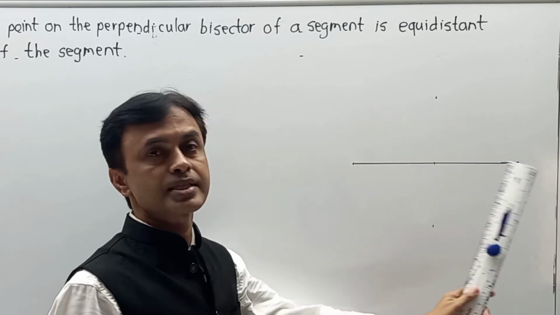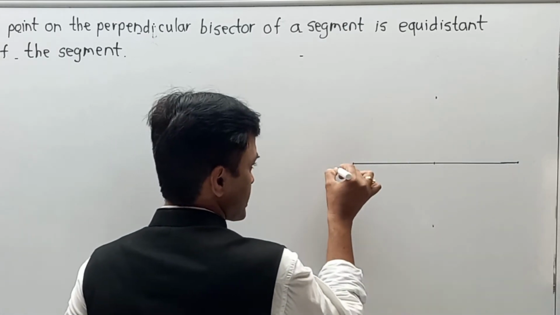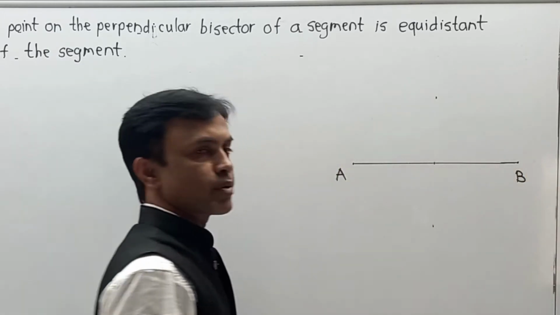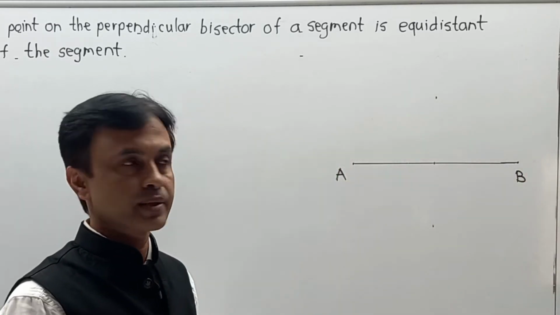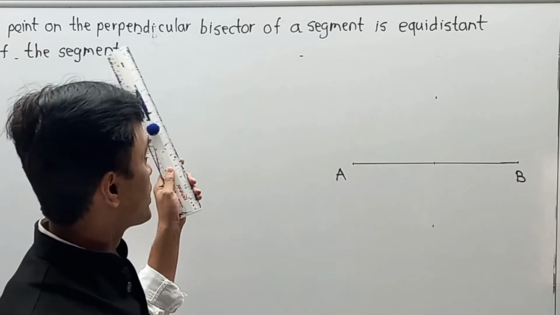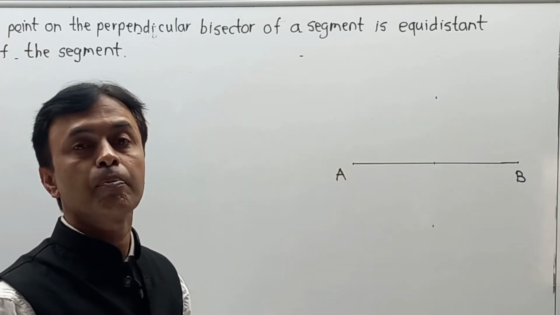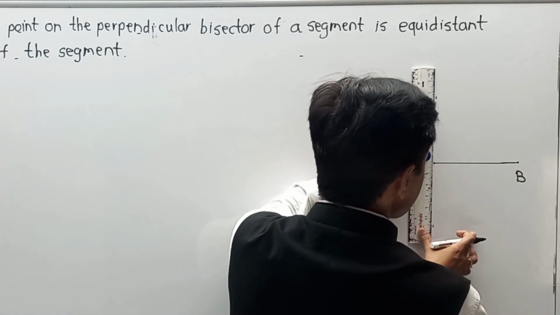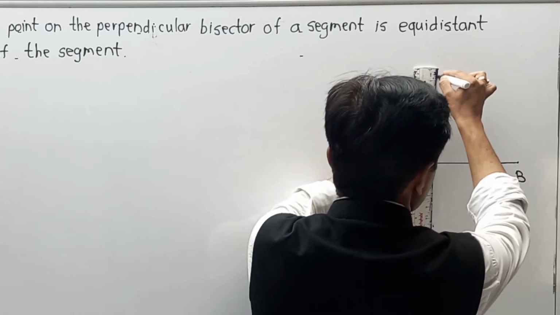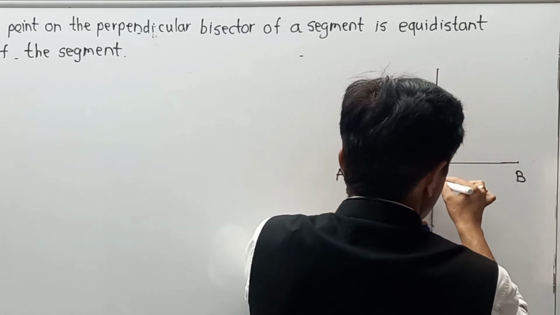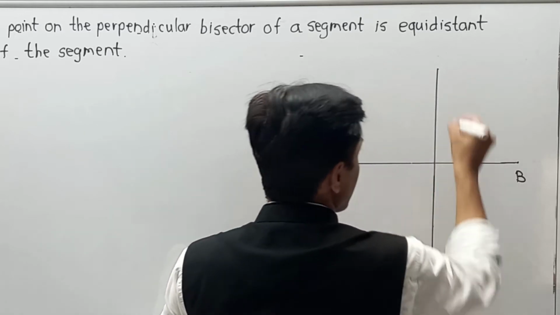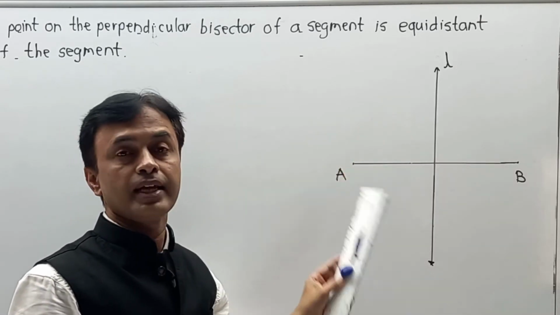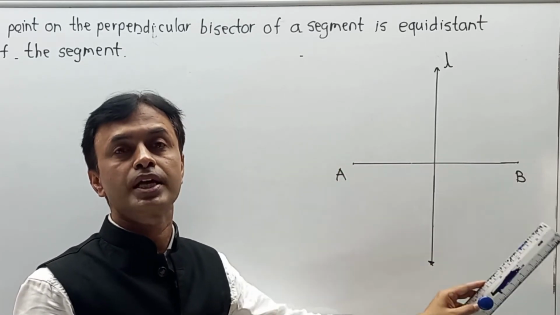Let us say they have given us a segment, and I am going to call this segment AB. You can simply see that A as well as B are the end points of that segment. Now for this segment, as per the given condition, we are going to draw one perpendicular bisector. So let us say I draw one line, and this is the line L. It is the perpendicular bisector of segment AB.